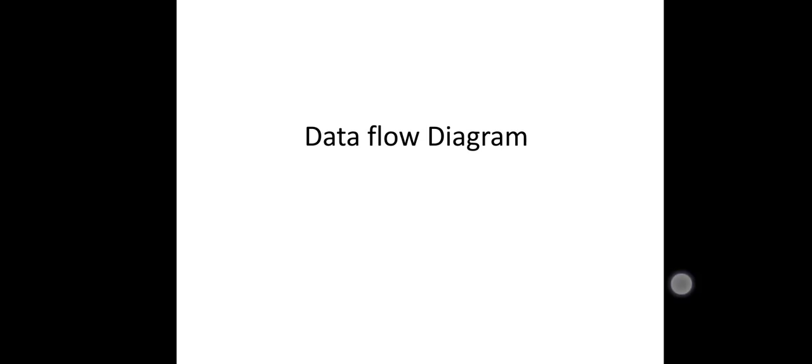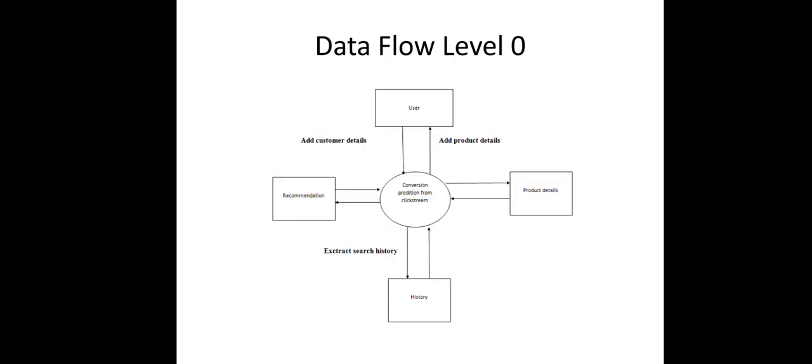Data flow diagram. The user can search for the product, view the product, and the product details, view time, and purchased product details are stored in the Python server. Based on their click time, view time, and search history, the products are recommended as an advertisement to the social media.